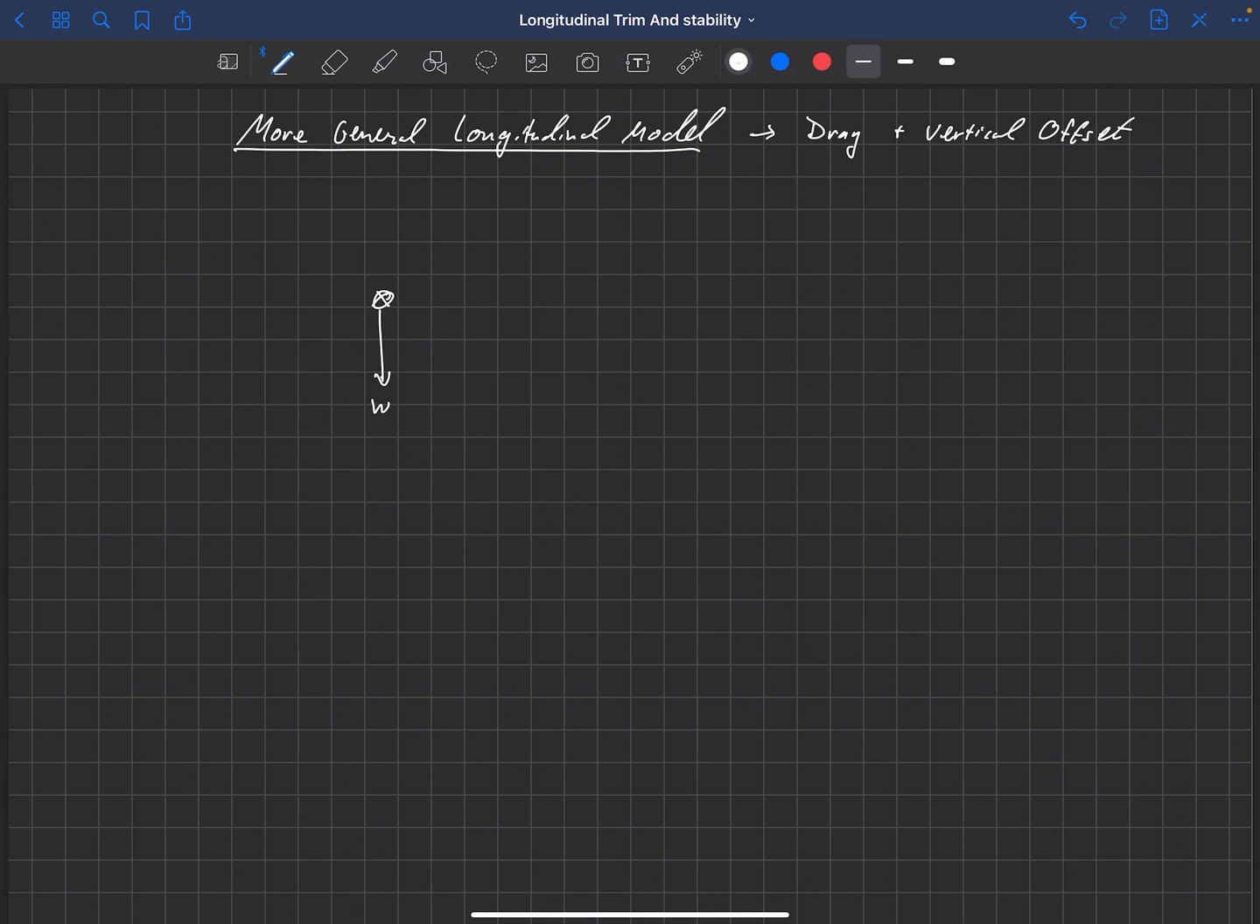And then for the vertical offsets here, we're actually going to start with thrust. And let's say that thrust is in this direction. And I'm going to align what's called the fuselage reference line with my thrust vector. So I'm going to draw a line through the center of gravity that's parallel to the thrust for this particular model. The fuselage reference line is a bit arbitrary.